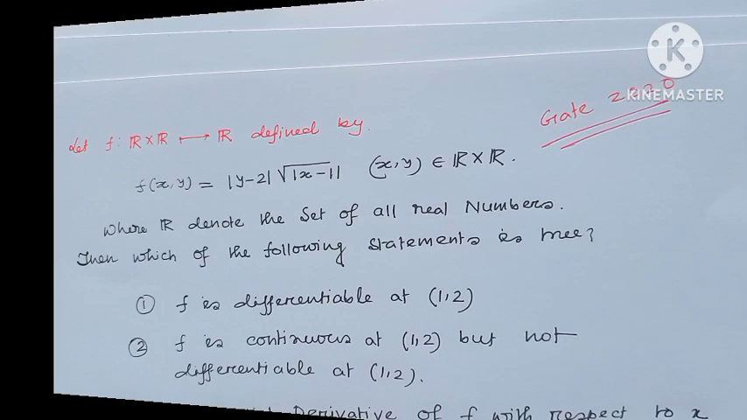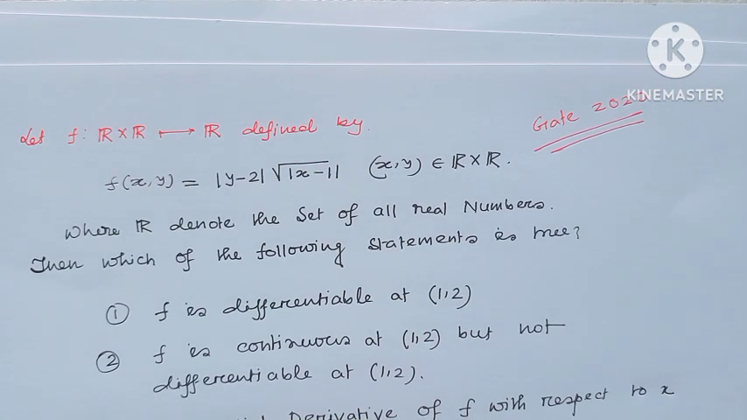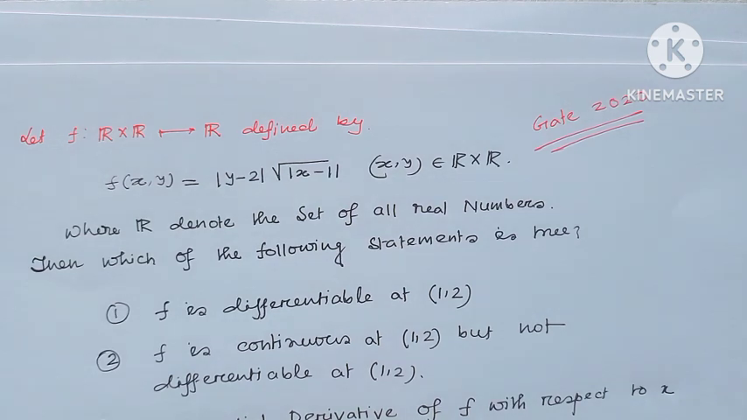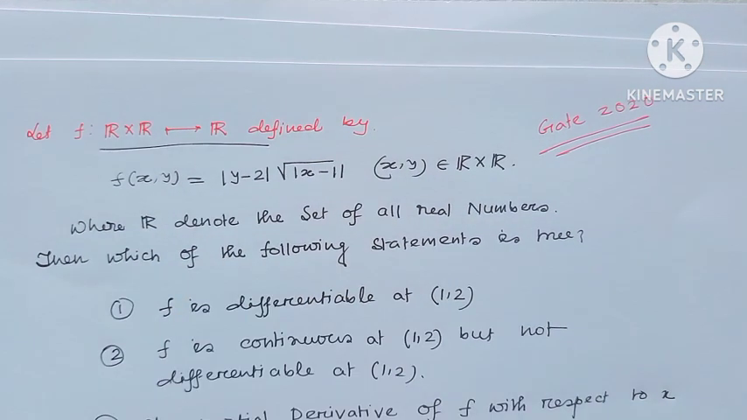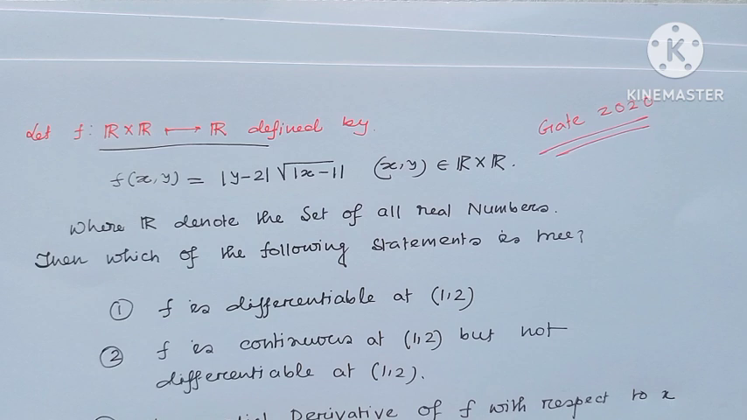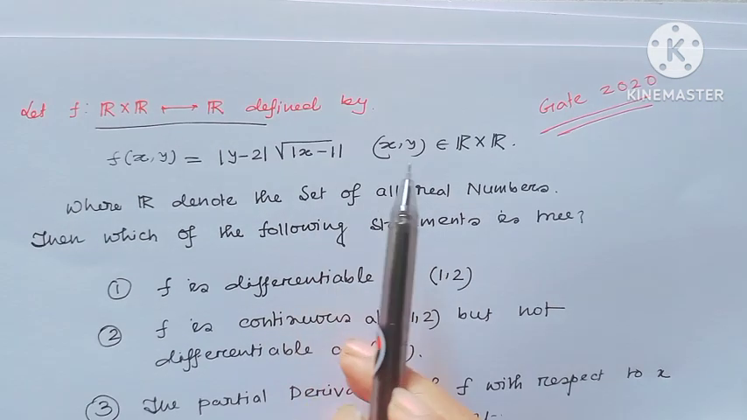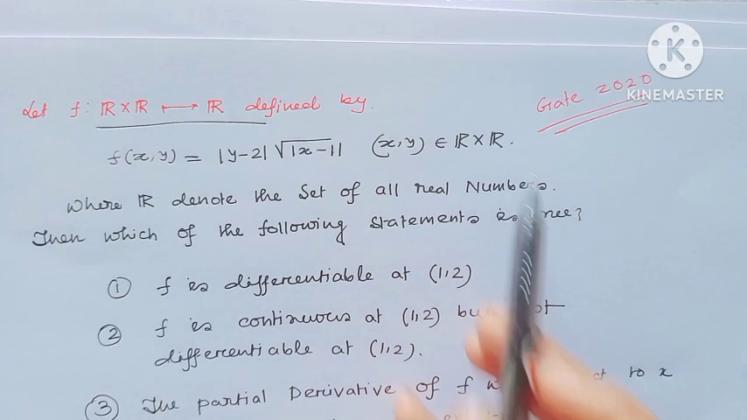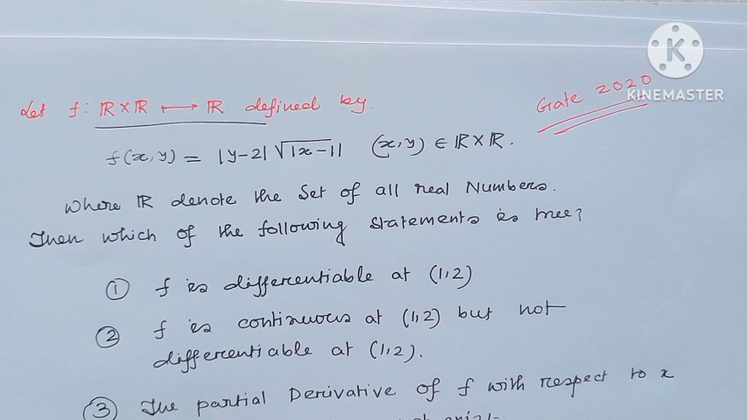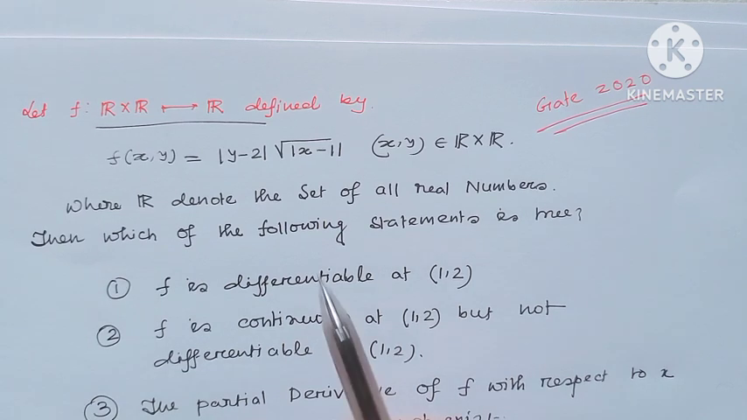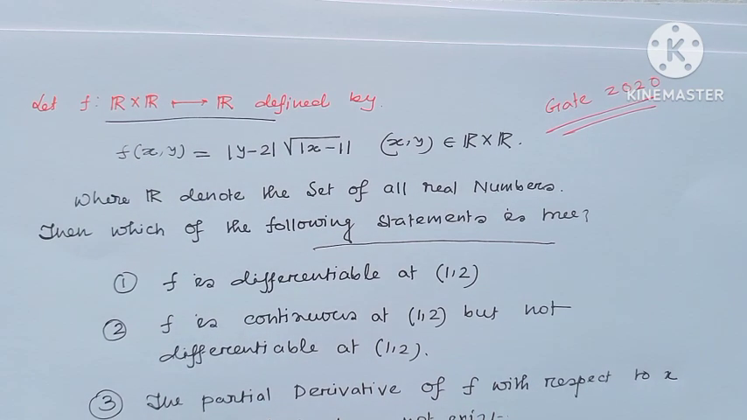Okay. Next question, which came in the 2020 exam. This is a very important and very conceptual question. The question is: f defined from R×R to R by f(x,y) equals absolute value of y minus 2 times square root of x minus modulus of x minus y, where (x,y) belongs to R×R, where R denotes the set of all real numbers. Which of the following statements is true?